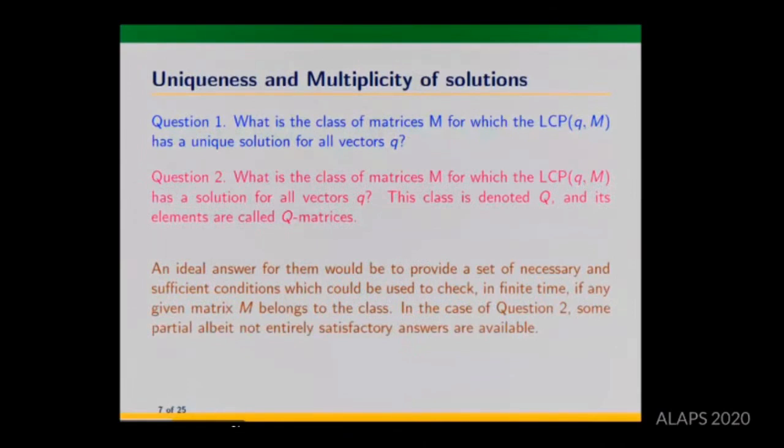You might have seen that this question is very much relevant, and the answer is partially known. The next question: what is the class of matrices for which LCP(q, M) has a solution for all vectors Q? This class is denoted by Q, and its elements are Q matrices. An ideal answer will be to provide a set of necessary and sufficient conditions which could be used to check in finite time if any given matrix M belongs to that class. In case of question 2, some partial but not entirely satisfactory answers are available.